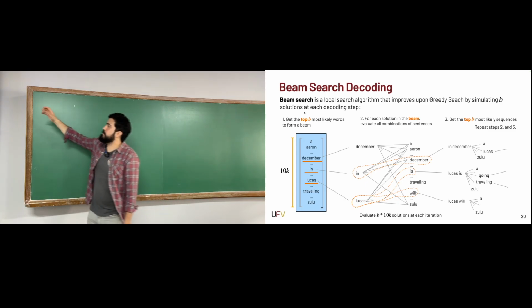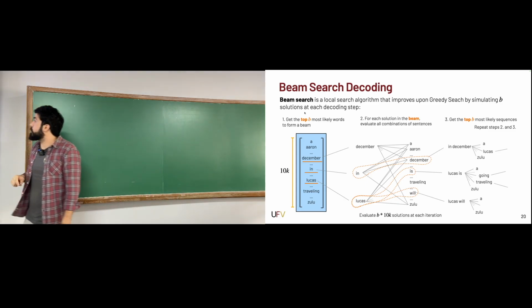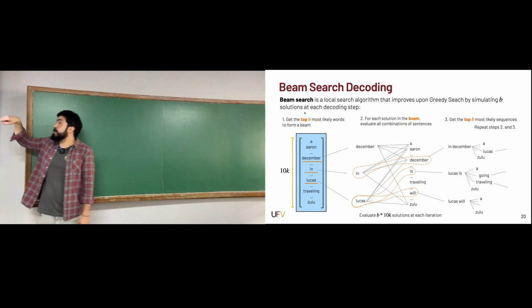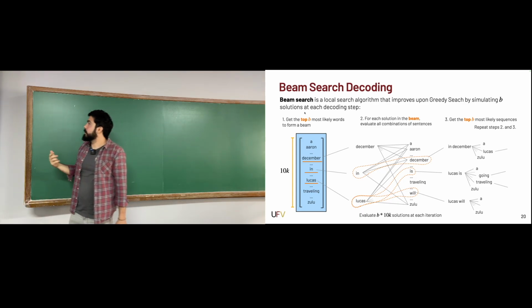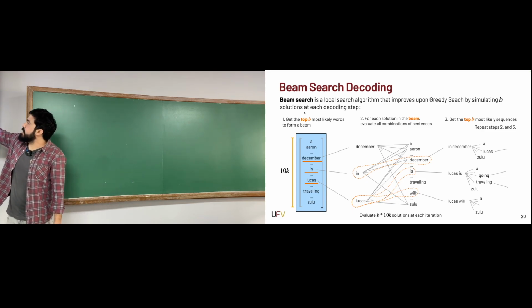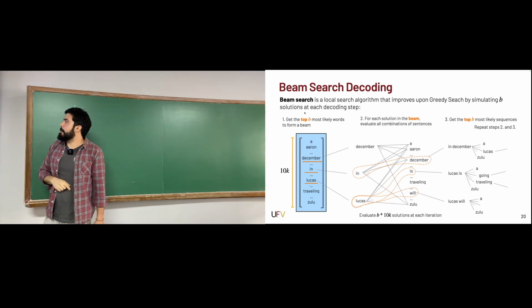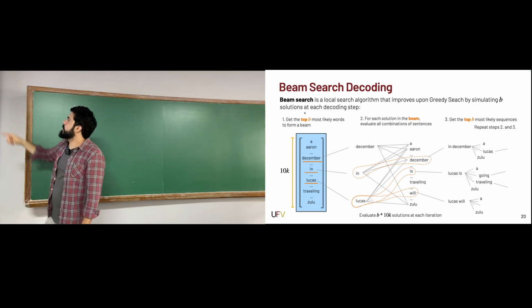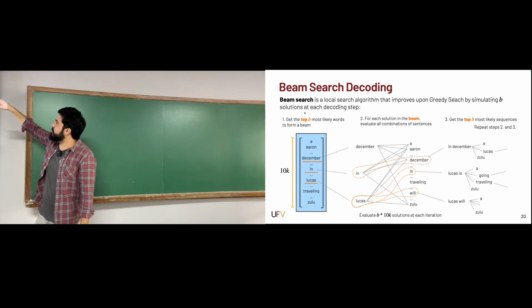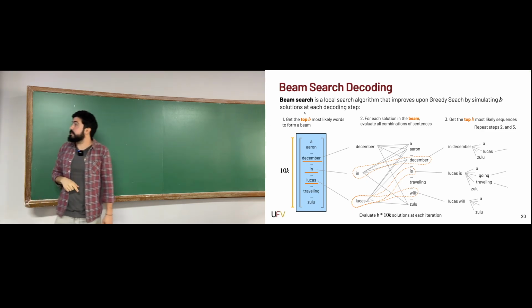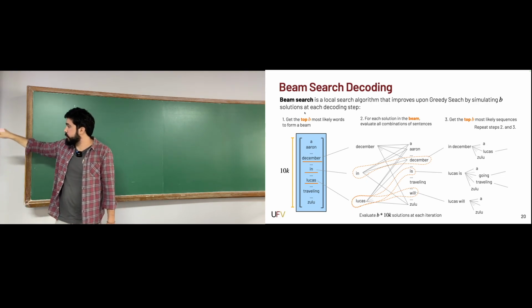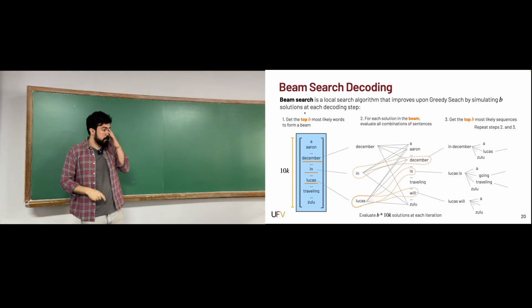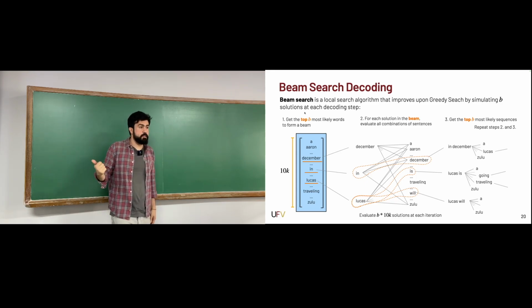So now my beam has "In December", "Lucas is", and "Lucas will". So now I just repeat steps 2 and 3 in a loop. Okay. So now I have these 3 solutions. So I'm going to evaluate all possible words after "In December", and then after "Lucas is", all possible words, and then after "Lucas will", all possible words. Okay. Does this make sense?